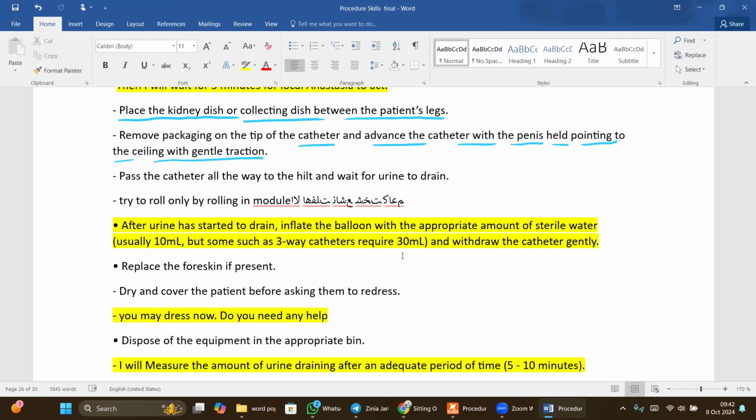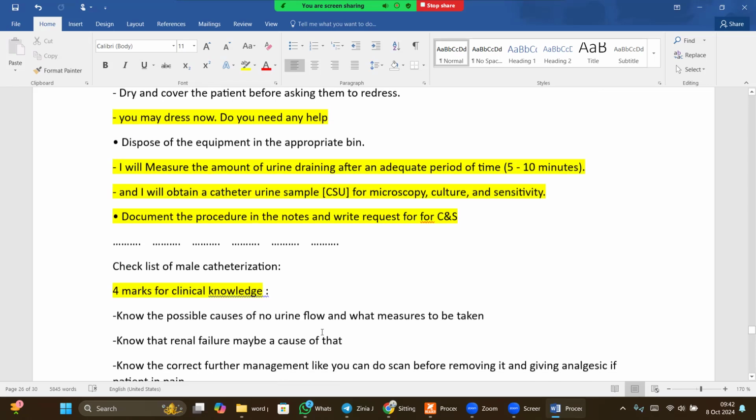You may dress now. Do you need any help? Dispose the equipment in the appropriate bin. I will measure the amount of the urine draining after an adequate period of time, 5 to 10 minutes.